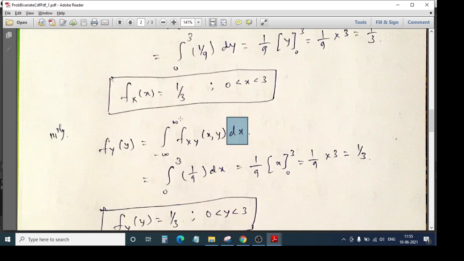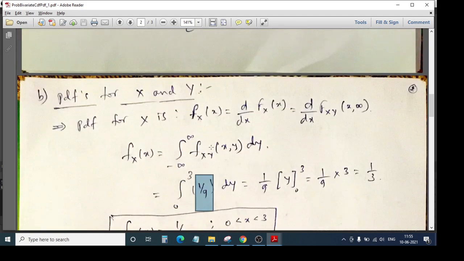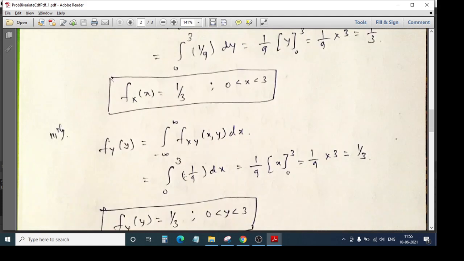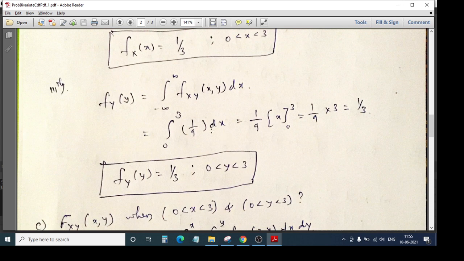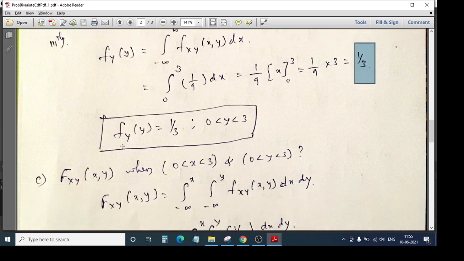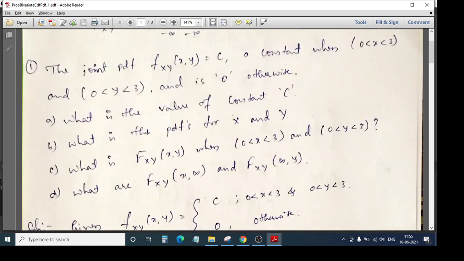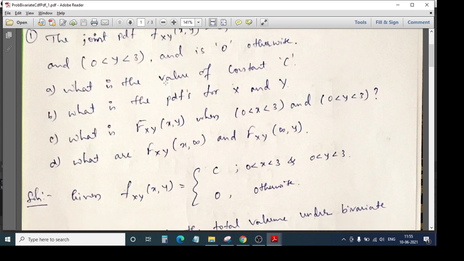So you already know fxy. So substitute the value of fxy, which is 1 by 9. This you have calculated in the previous section. Then you will be integrating with respect to dx. So integration of dx is nothing but just x. So put the limits 3 and 0. So the final answer you will be getting is 1 by 3. So I found out your fy of y. So if you get back to the problem, we are done with the second one, that is the PDFs of x and y.